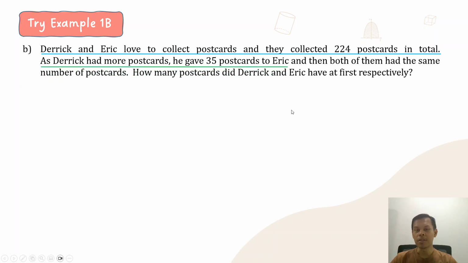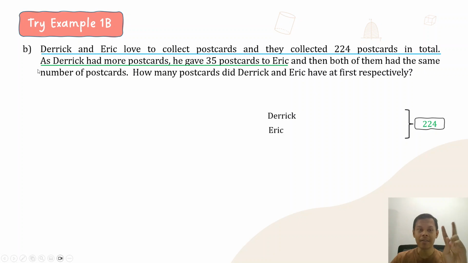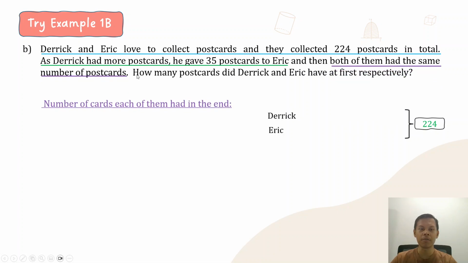Okay, so pause this video for a while, try to do your own working and then come back and check your answer. Alright, so for the first sentence here, they say both of them had 224 postcards in total. So we have two characters, Derek and Eric. Okay, so let's just draw. It doesn't say it's equal here yet, but the total is going to be 224. Second sentence, as Derek had more postcards, he gave 35 postcards to Eric. Only then both of them had the same number of postcards.